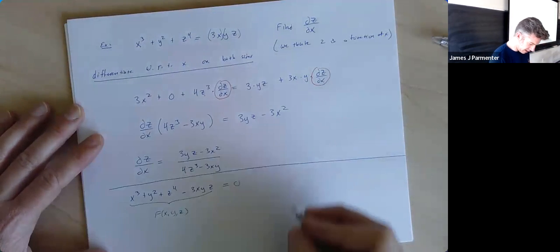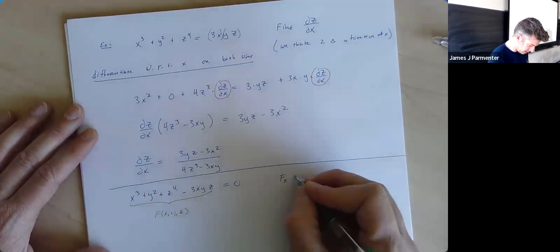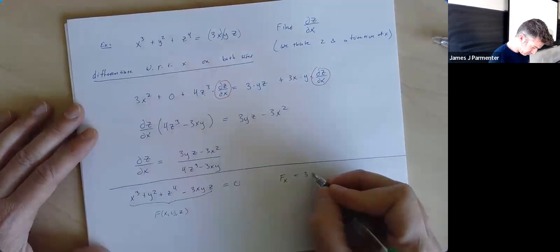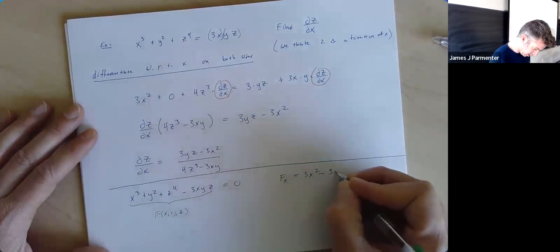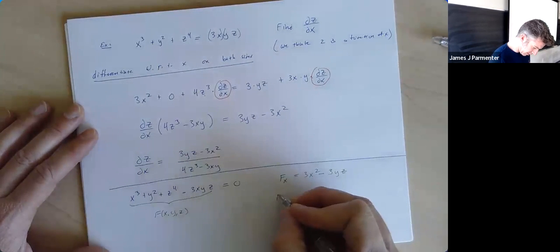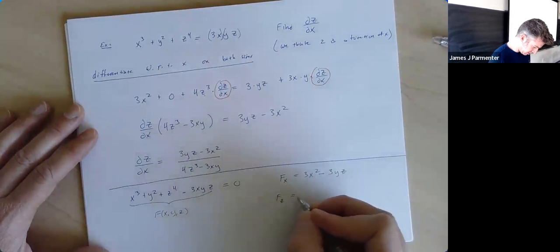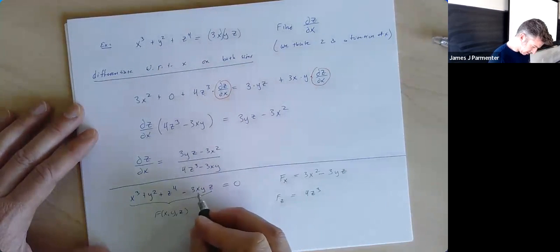Then I will point out that the derivative of capital F with respect to x is going to be 3x squared minus 3yz, and capital F with respect to z is going to be 4z cubed minus 3xy.